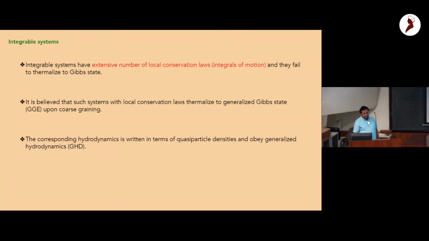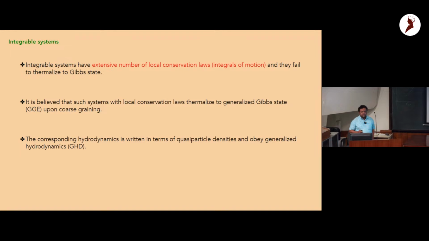different for integrable systems, where you have an extensive number of local conservation laws, and such systems fail to thermalize to Gibbs state. And it is believed that such systems with local conservation laws, I should not say thermalize, but equilibrate to a generalized Gibbs state upon coarse graining. And also the approach to such a homogeneous generalized Gibbs state is given by generalized hydrodynamics. And what is generalized in this system? Let me briefly tell in 2 slides.